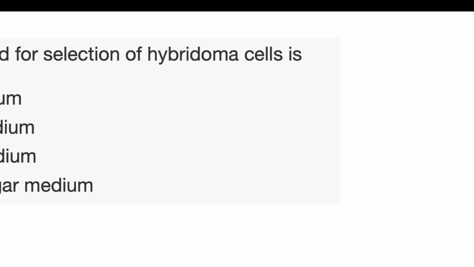HAT medium. Shanmuga says HAT medium. Manjulata, option B. Shanmuga has typed something I don't understand. Shravani has answered B. Saich has answered B. Someone has raised a hand.